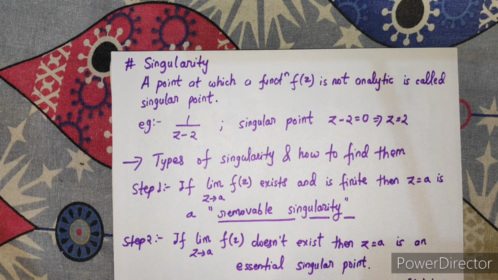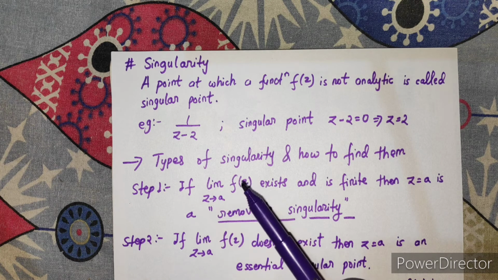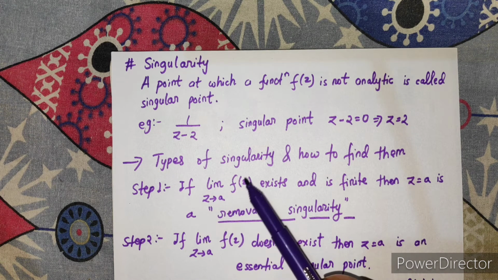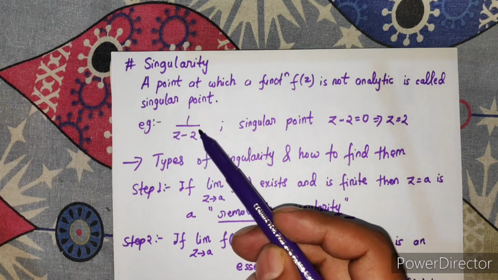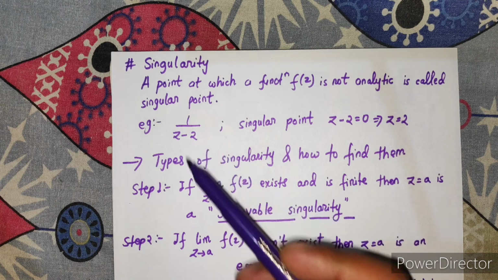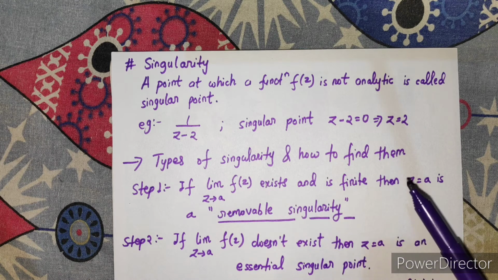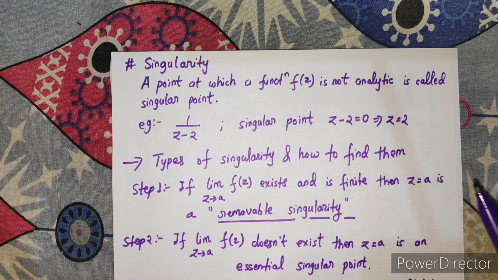So what are the steps to find those? And what are the types of singularities we have? The first step is that you have to calculate the limit as z tends to a of f(z). What is a? This is a. We have to find the limit of this function. If it exists and is finite, then z equal to a is a singular point, and it's termed a removable singularity.